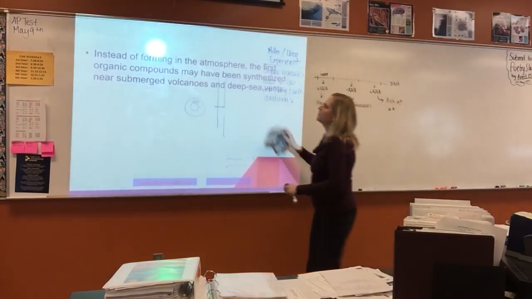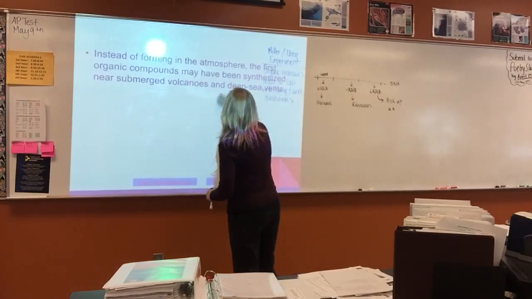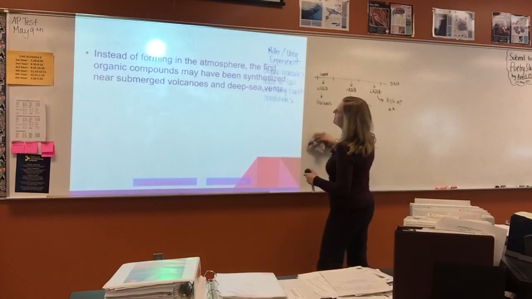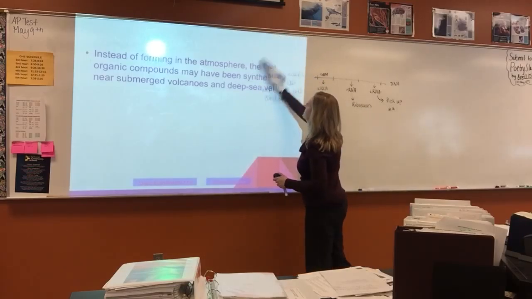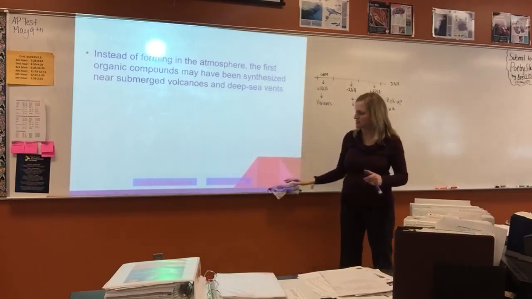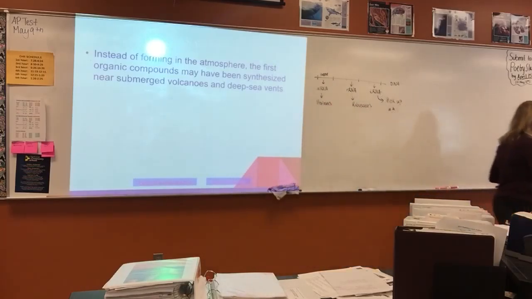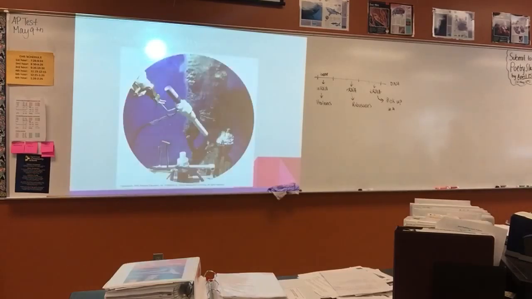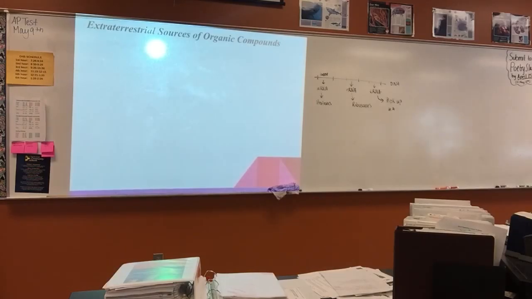So, as I said earlier, instead of forming in the atmosphere, they think that maybe the first organic compounds may have been synthesized near submerged volcanoes and deep sea vents, but you still have the similar gases and things like that produced. And so this is an underwater sea vent. All right. We also have, notice here, extraterrestrial sources of organic compounds. So coming from space, all right?